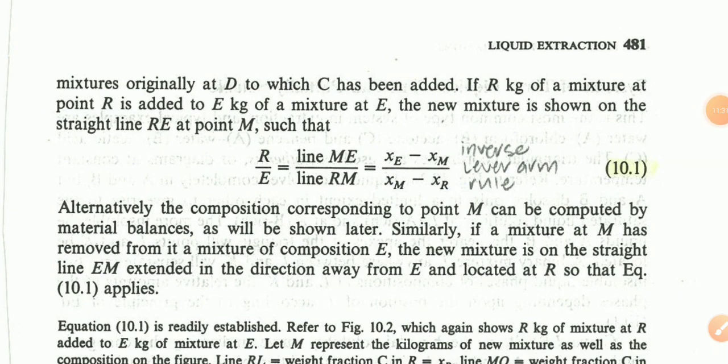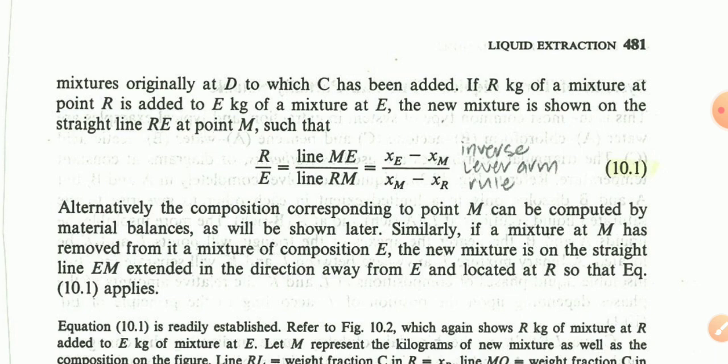Now consider a mixture originally at D to which C has been added. If R kg of a mixture at point R is added to E kg of a mixture at E, the new mixture is shown on the straight line RE at a point M such that R by E is equal to line ME by line RM, which is equal to XE minus XM by XM minus XR, the inverse lever arm rule.